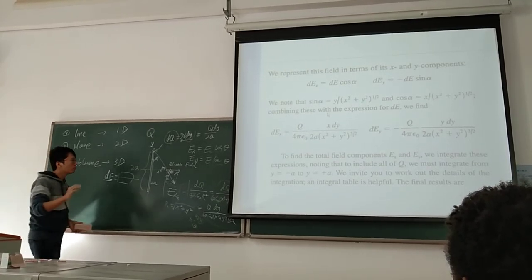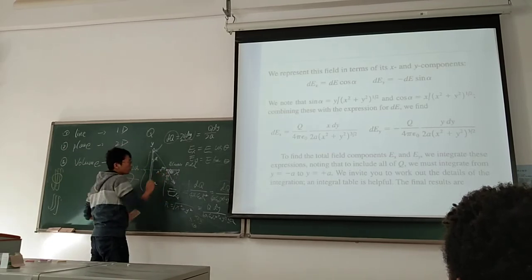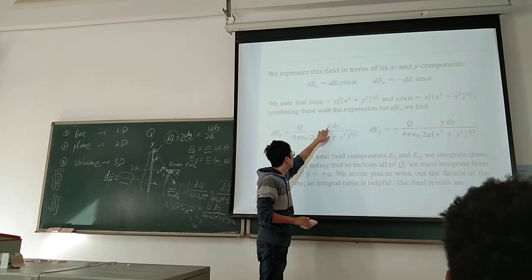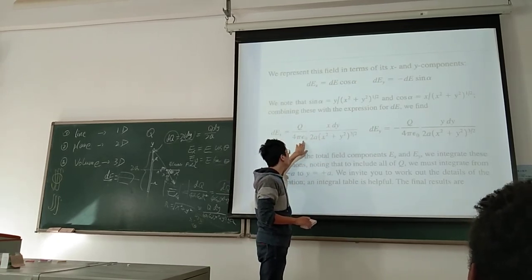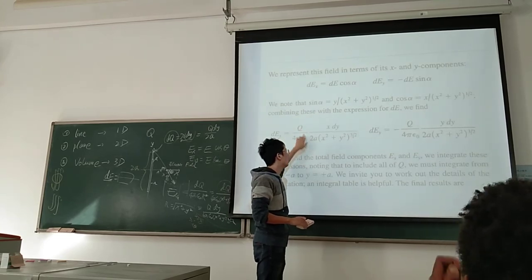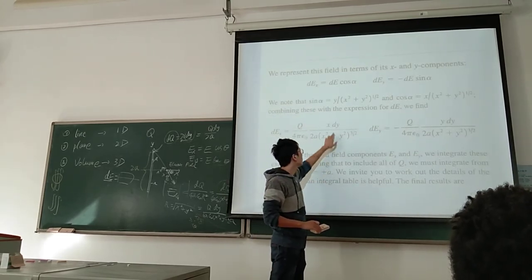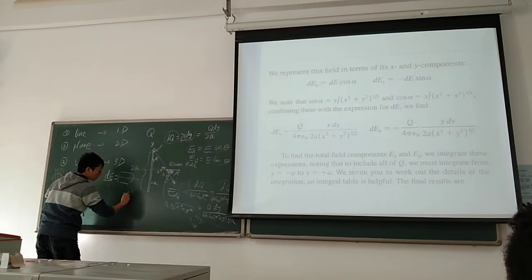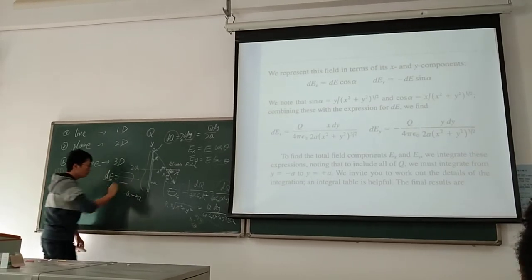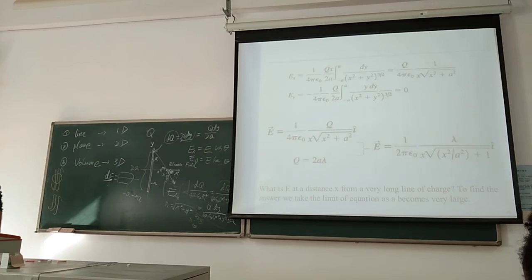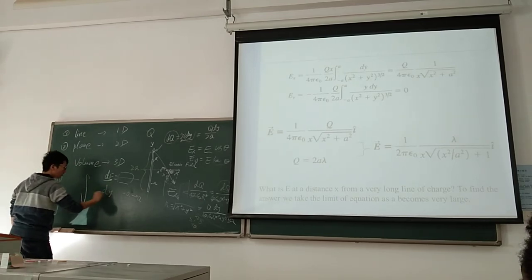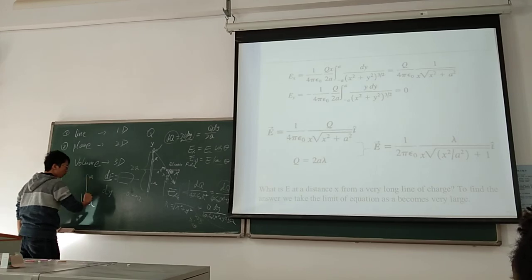Why? Because no matter the point x, it is a constant. 2a is a constant, 4 pi epsilon 0 is a constant, and the q is a constant. The only one that varies is y, and y varies from minus a to a. So when we do the integral of this equation, we just take the integral of dy from minus a to a.